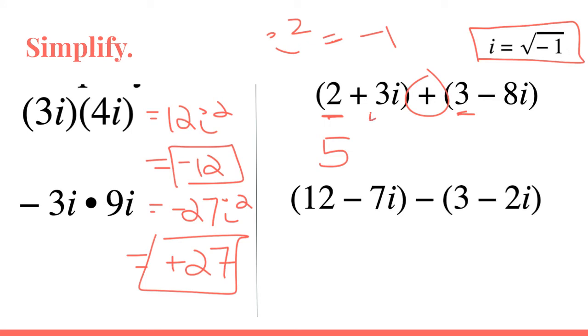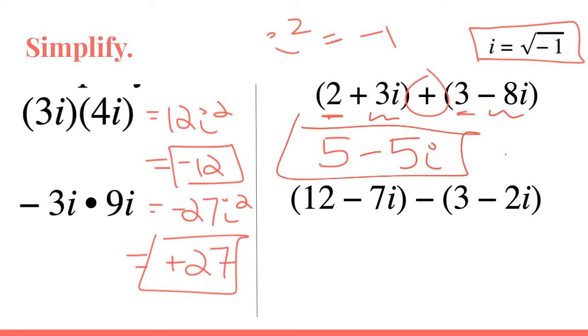And then we're going to combine the 3i with the negative 8i, and that'd be negative 5i. I'm going to introduce another term here. This is called a complex number. Complex numbers have a real part and an imaginary part. So in this problem here, the 5 would be our real part, and then our negative 5i is called our imaginary part. And this is called a complex number.